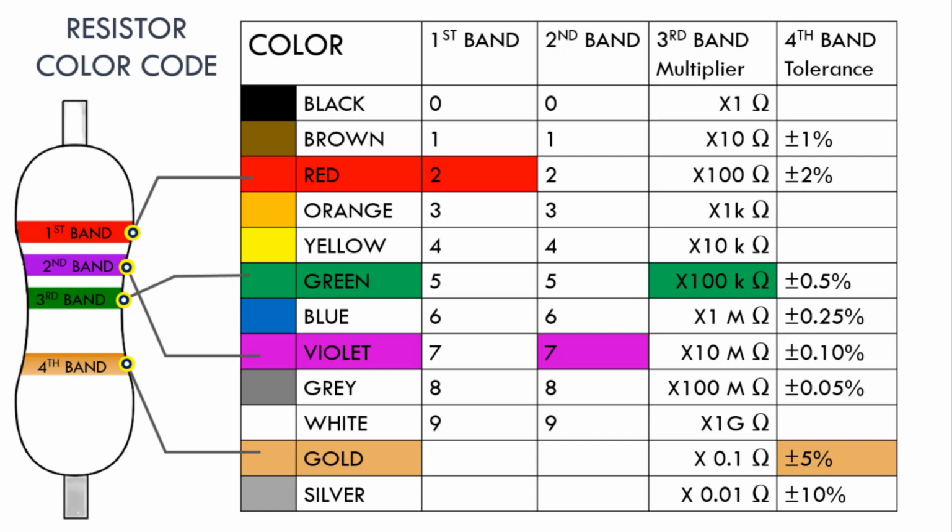For example, if we have considered a resistance with first red band, second violet band, third green band and fourth gold band, then from the table it is clear that first band, which is red, corresponds to digit value 2. Second band, which is violet, corresponds to digit value 7. Third band, which is green, corresponds to multiplier factor of 100 kilo ohm, and fourth band, which is gold, corresponds to the tolerance value of plus minus 5%. So we can calculate the resistance value of this particular resistor.